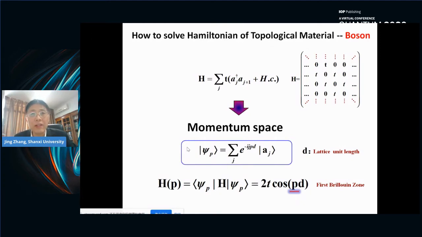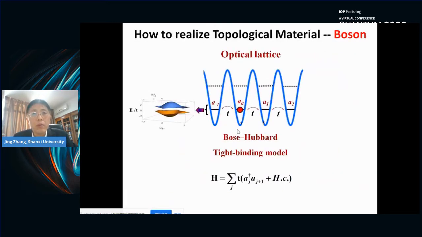Usually, we do not directly diagonalize this Hamiltonian when it includes lots of boson modes, due to the very large matrix. We can transform the Hamiltonian into momentum space with a smaller matrix to easily obtain the energy band structure. A feasible way to realize this Hamiltonian is a BEC in an optical lattice with the Bose-Hubbard tight-binding model. Atoms are localized in the lowest energy band. Then we further generate topological energy band structure by manipulating different coupling amplitudes.